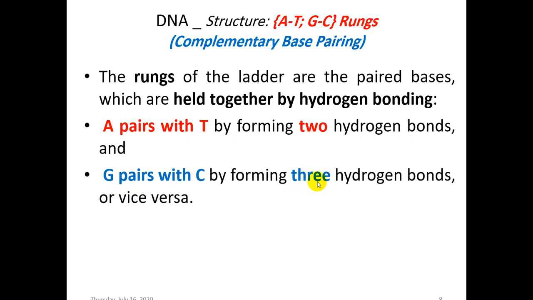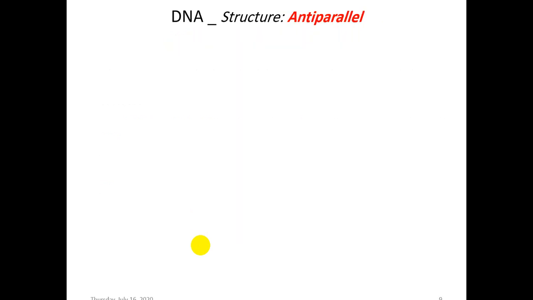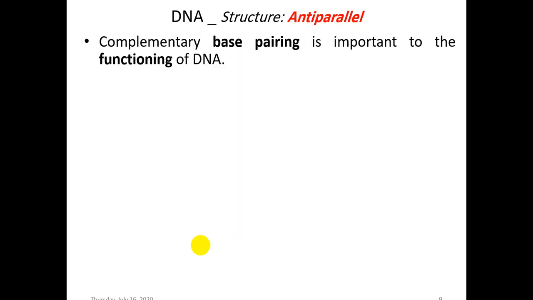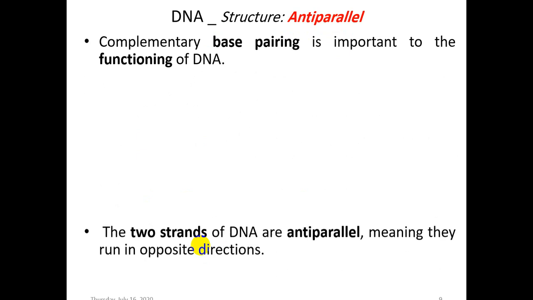So this has to be stronger. It is 3 bonds, 3 ties. You are tying them 3 times. So this is more stable than the adenine to thymine. This is called complementary base pairing. Complementary base pairing is important to the function of the DNA.